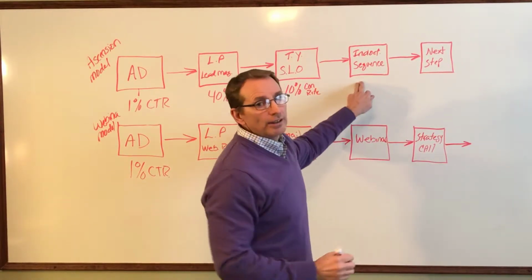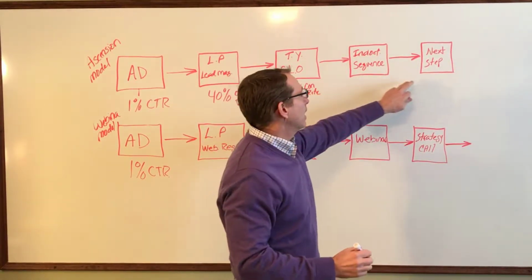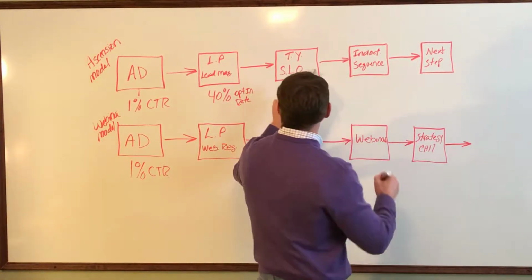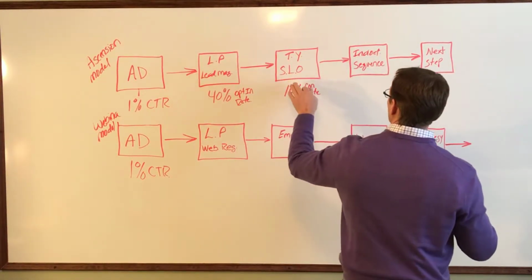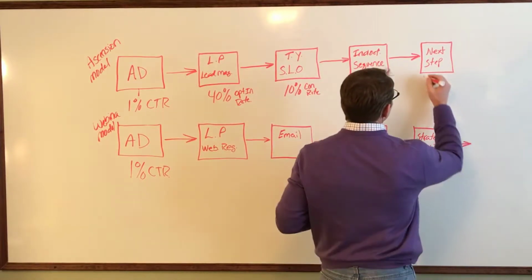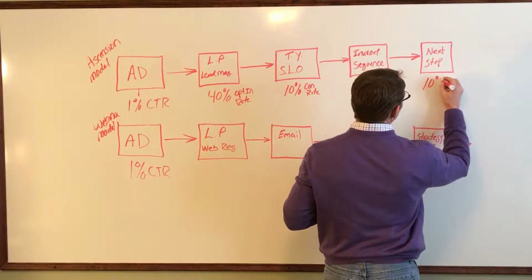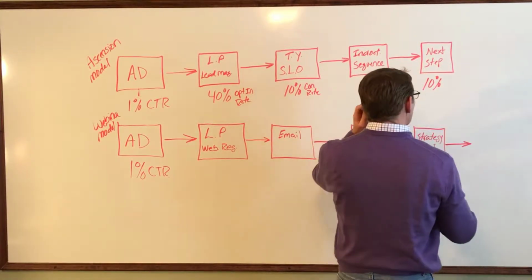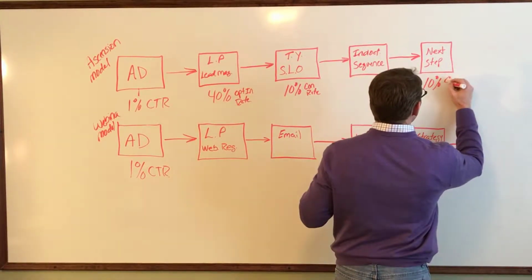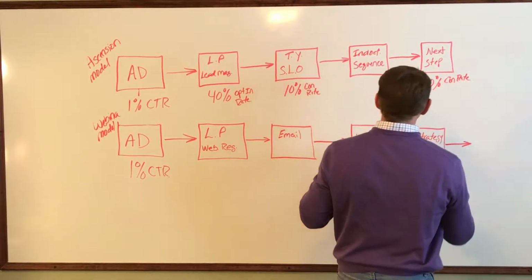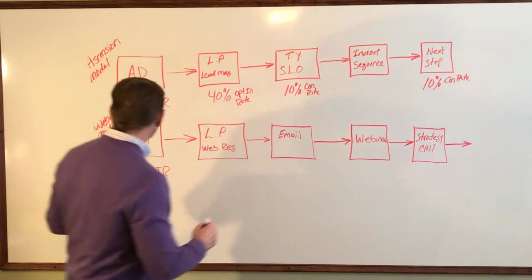And then you send them through an indoctrination series, and then you're taking them to the next step. That's going to be consistent with the lead magnet, the self-liquidating offer, and the next step here is your next product or service. And this also should convert at 10% as well. So your conversion rate. All right, so that's that model.